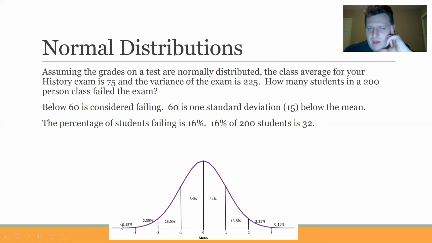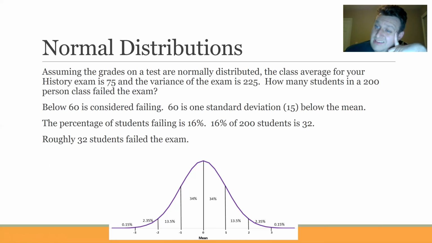So 16%. Now, it's a 200-person class. What's 16% of 200? It turns out that it's 32. How did I do this math? I converted 16% to a proportion, which would be 0.16, and I multiplied 0.16 by 200, and that gives me 32. So approximately 32 people will fail the exam in a 200-person history class.